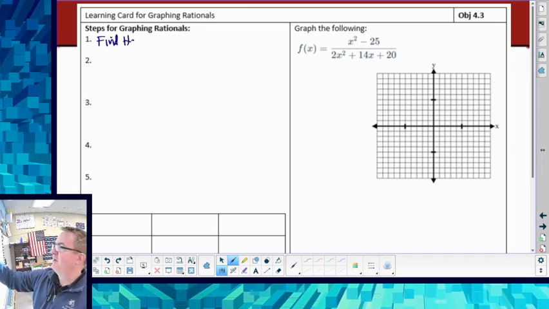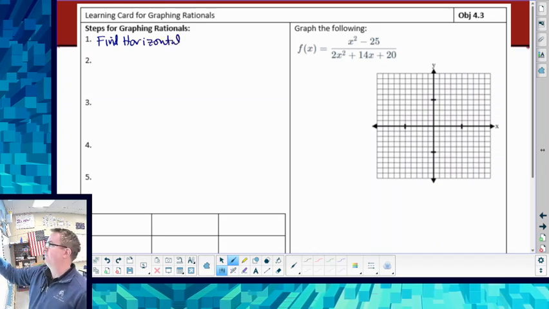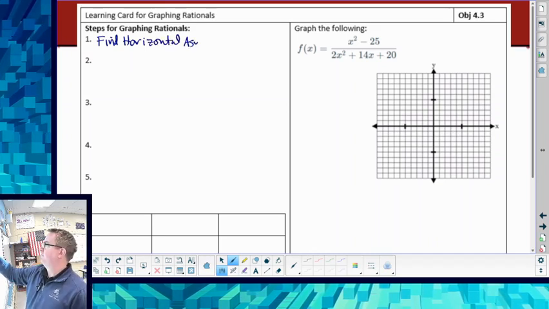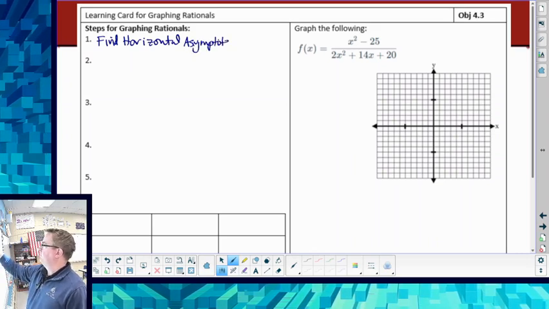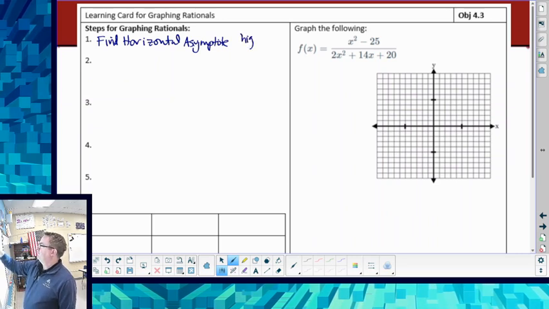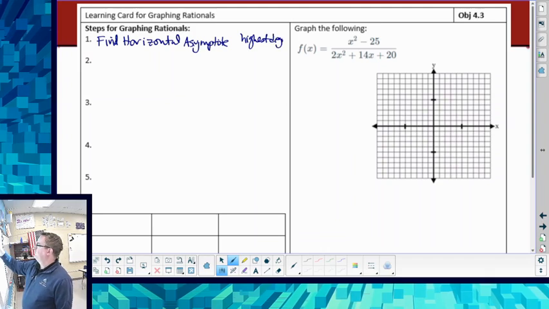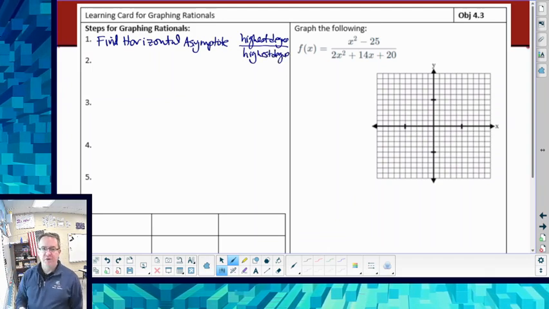find your horizontal asymptote. And you're going to take your highest degree term in the top and divide it through by your highest degree term on the bottom. So numerator and denominator. What does that look like?